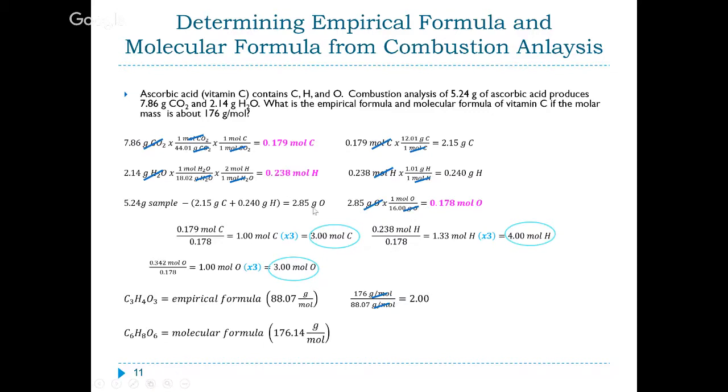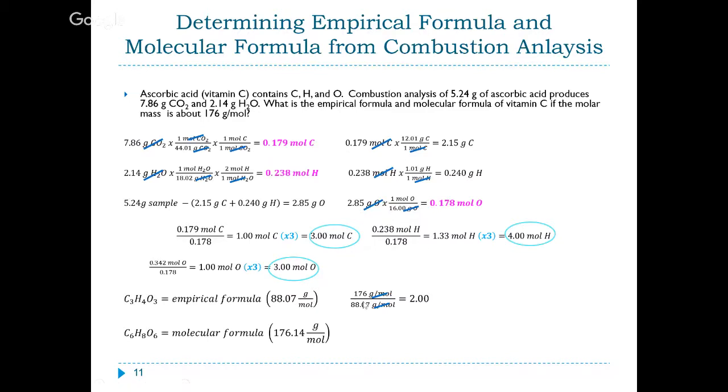We start with how many grams of carbon dioxide do we have? 7.86. We have to get to moles. So in 1 mole of carbon dioxide, the molar mass is 44.01 grams, which comes from adding the mass of carbon, 12.01, plus 2 times the mass of oxygen, which is 16.